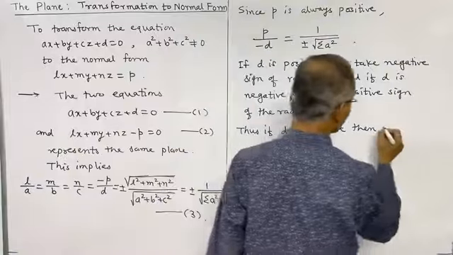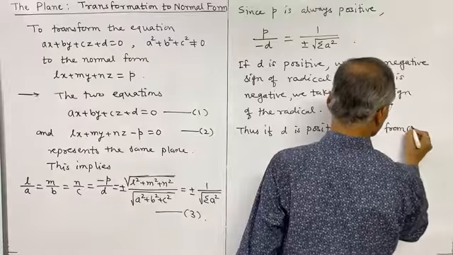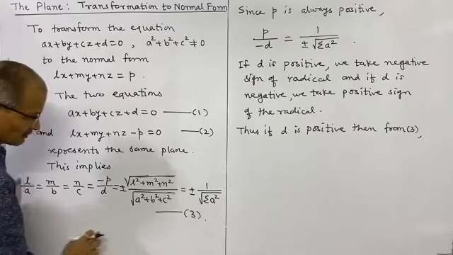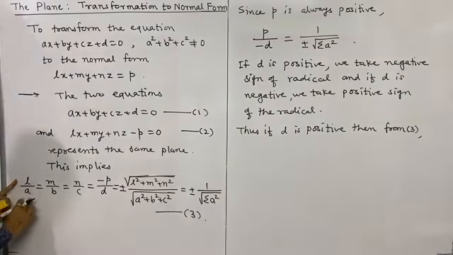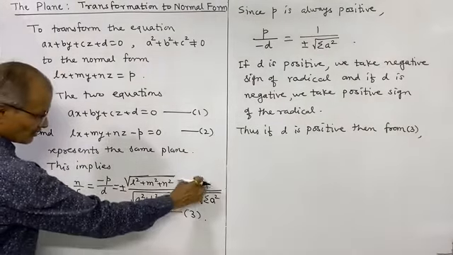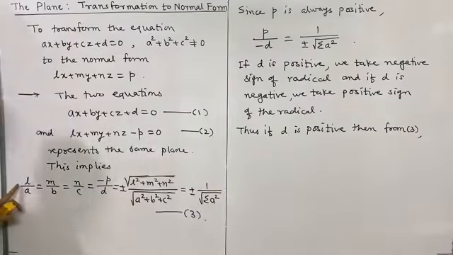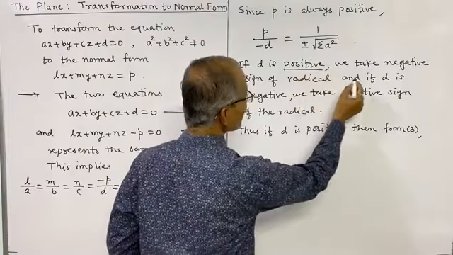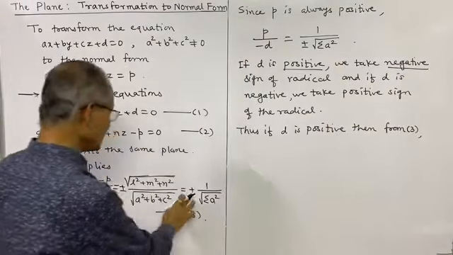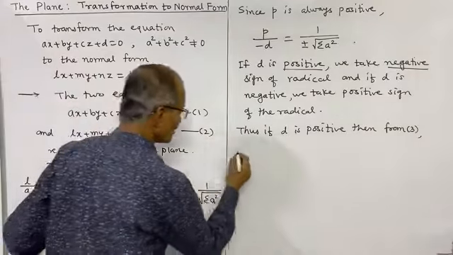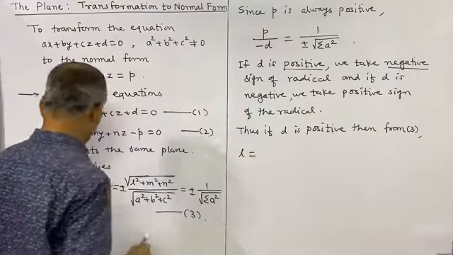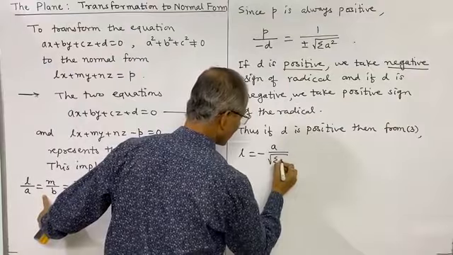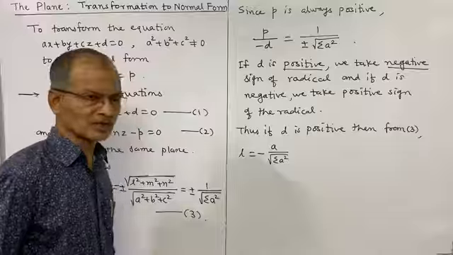Then from 3, what is L? Now you see the first ratio and the last ratio. So L will be, shifting this A to the right side, at the numerator. Positive, negative, so which sign is to be taken? D is positive, we take the negative sign of the radical. So negative sign is to be taken. So L is equal to negative A divided by the square root of summation A square.